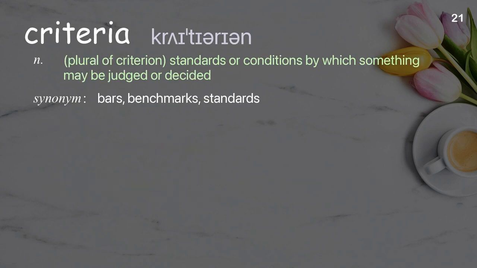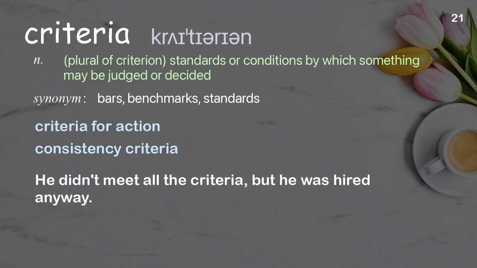Criteria. Plural of criterion: standards or conditions by which something may be judged or decided. Examples: Criteria for action. Consistency criteria. He didn't meet all the criteria, but he was hired anyway.